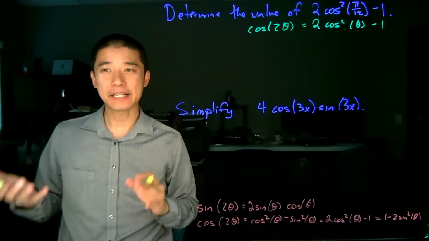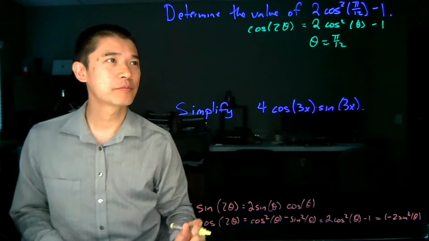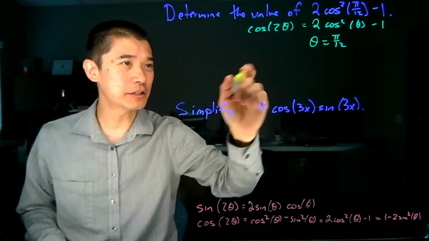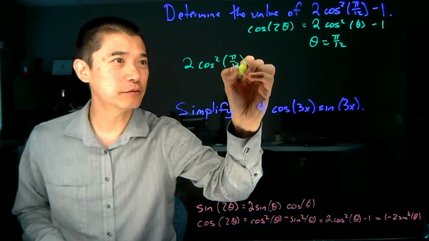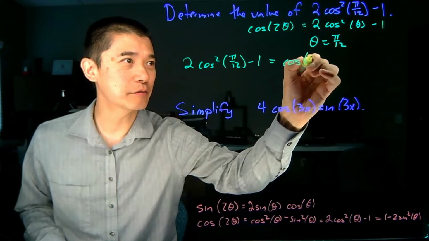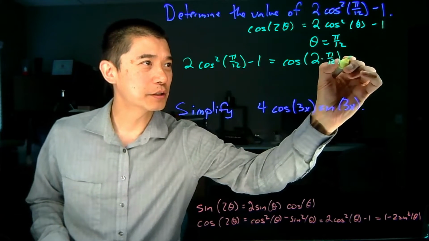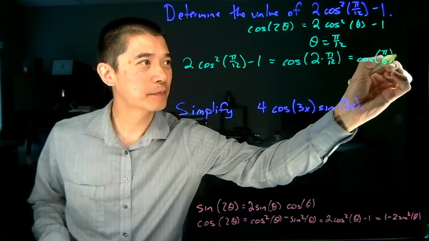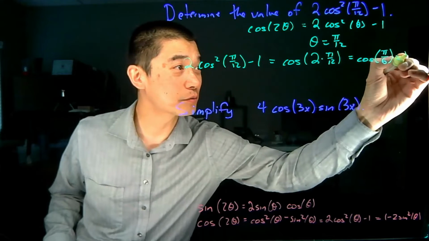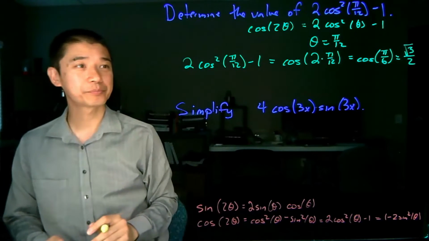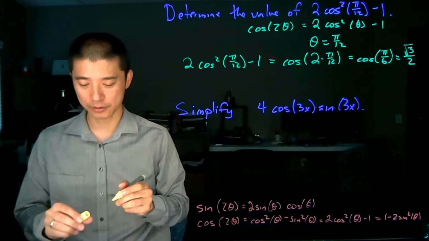Now at this point, we have to identify the value of theta. We can see right here that theta is equal to pi over 12. And now when we plug this in, I'm going to write it in the right order: 2 cosine squared pi over 12 minus 1 is equal to cosine of 2 times theta, 2 pi over 12, which is cosine of pi over 6. And then we think back to the unit circle diagram or the chart. Cosine of pi over 6 is the square root of 3 over 2. So once again, just matching the formula, figuring out the correct substitutions.